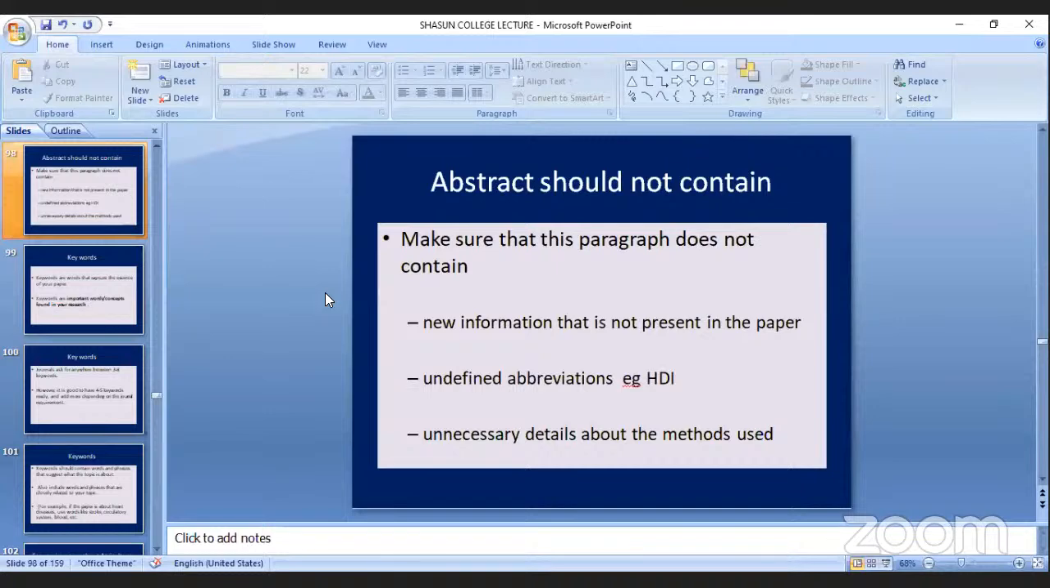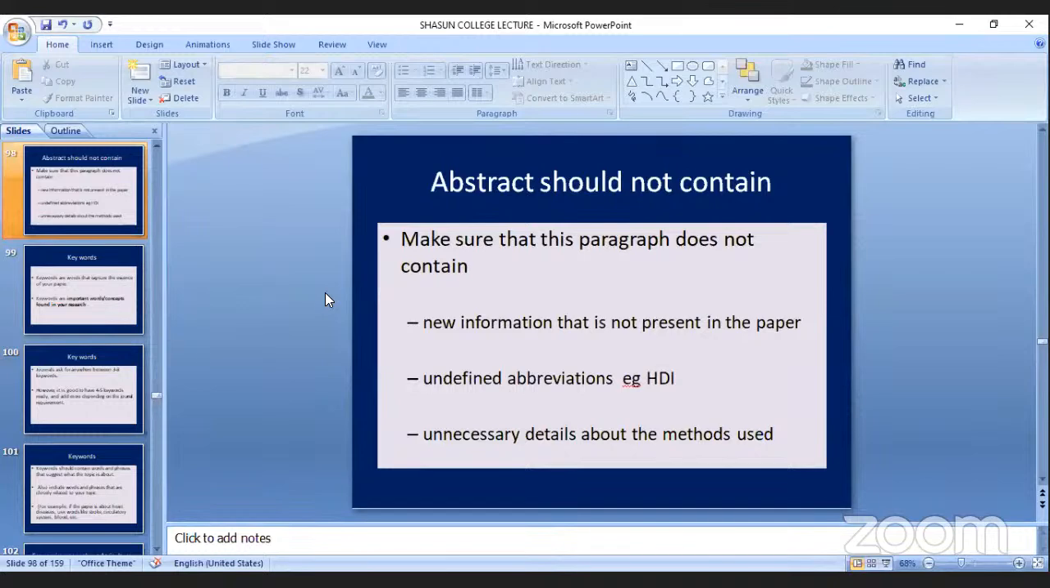Say, for example, new information which is not present in your paper should not be there in your abstract. Something which you are not going to give should not be mentioned. So in the abstract, only what is mentioned in your paper should be there.